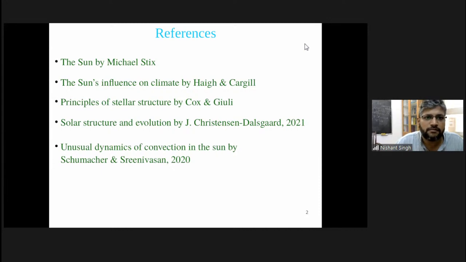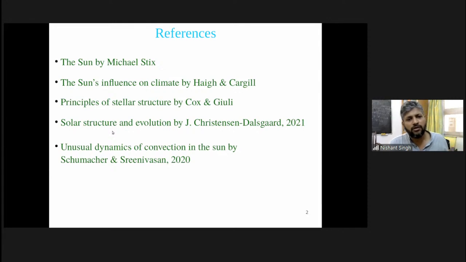I'll just straight away give you some references, in case you want to go into more detail on some of the topics that you like. For example, this by now fairly old book by Michael Stix on the Sun is a very good read on solar physics. Then there is a very interesting book on the Sun's influence on climate by Hagen-Kagel. There is a very old book on stellar structure, because of course the Sun is a star and it has a particular structure and supports certain dynamics, waves, magnetic fields, all this. For how stars reach the structure that they have, I can refer to this book by Cox and Hewley.